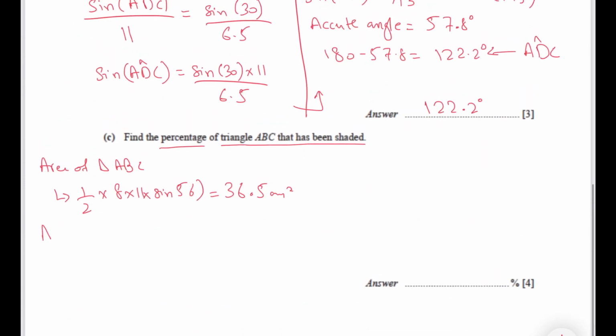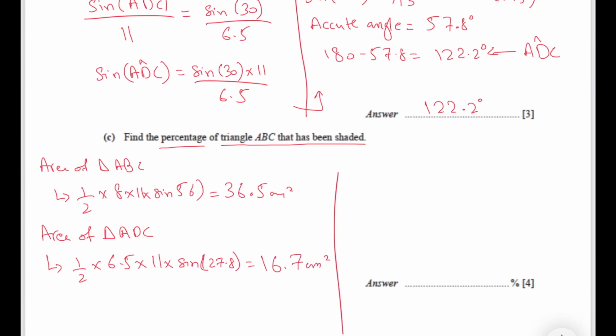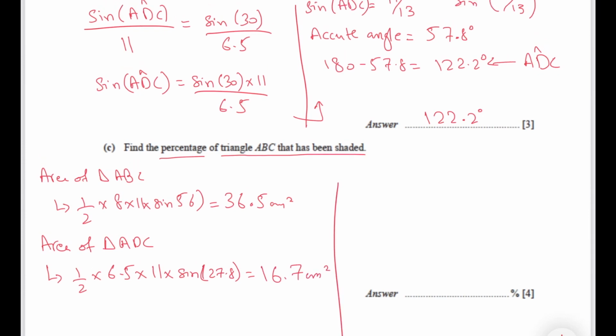So area of triangle ADC is going to be half times 6.5 times 11 times sine of 27.8. That's the angle that we just found. Let's see what we get. So 0.5 times 6.5 times 11 times sine of 27.8. The area comes out to be 16.7 centimeters squared.